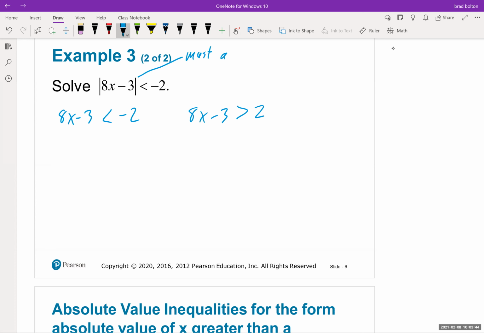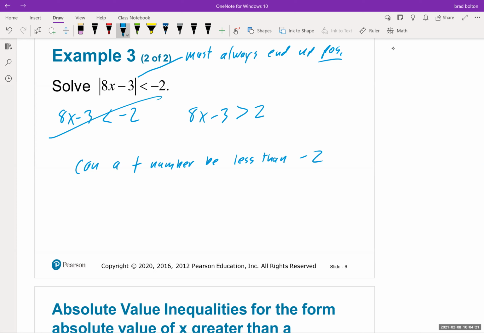Must always end up positive. Okay, so 8x minus 3, I don't know what 8x minus 3 is, but I know when I put absolute values around it, the final result that comes out of there, the evaluation of that, will be a positive number. Can a positive number be less than -2? Is that possible? No matter what we put in there for x, will that ever be a true statement?